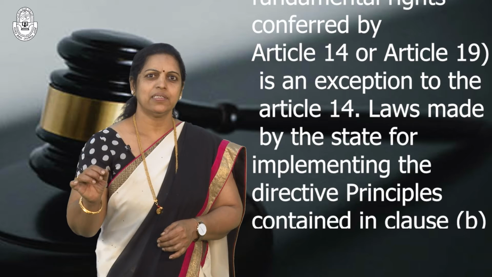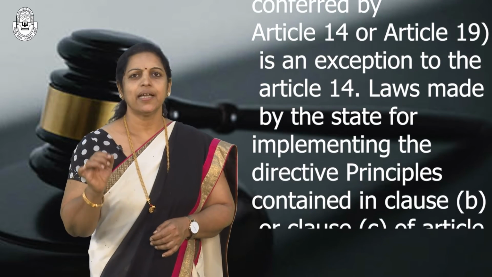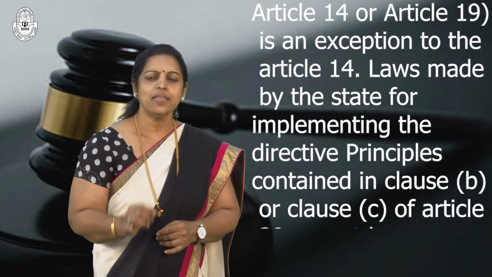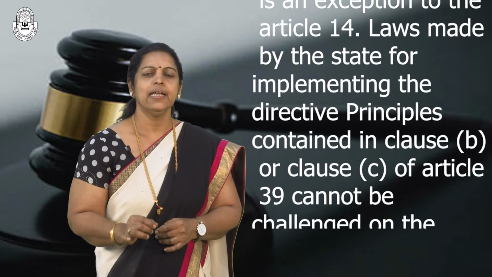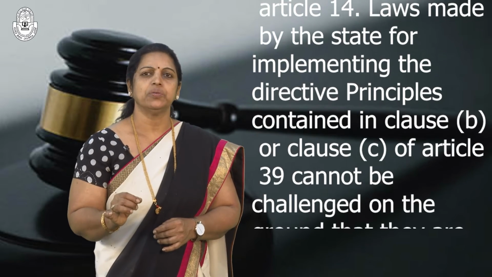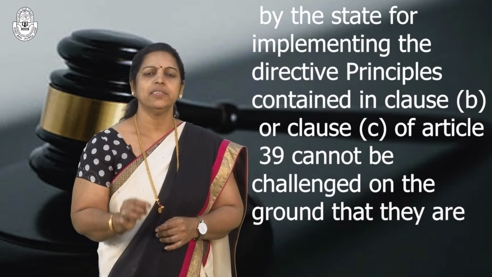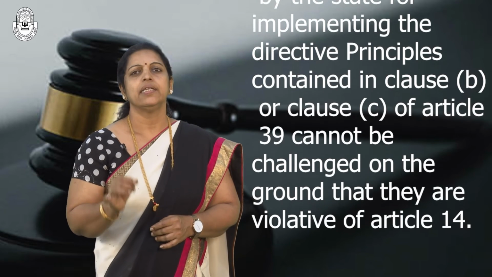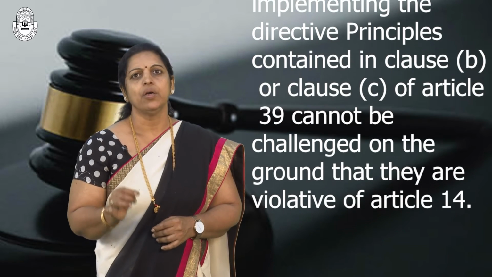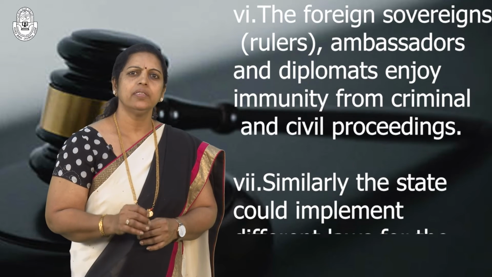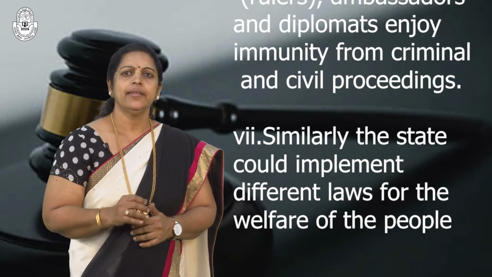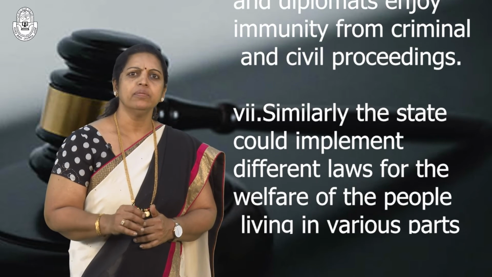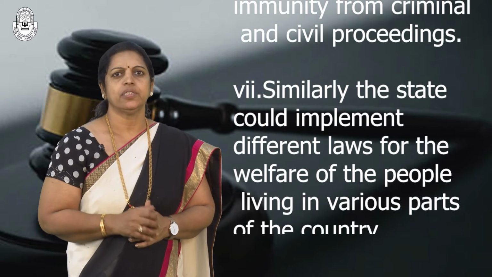Laws made by the state for implementing the directive principles contained in Clauses B and C of Article 39 cannot be challenged on the ground that they are violative of Article 14. Another immunity class is foreign sovereigns or ambassadors or diplomats, who enjoy immunity from criminal or civil proceedings.